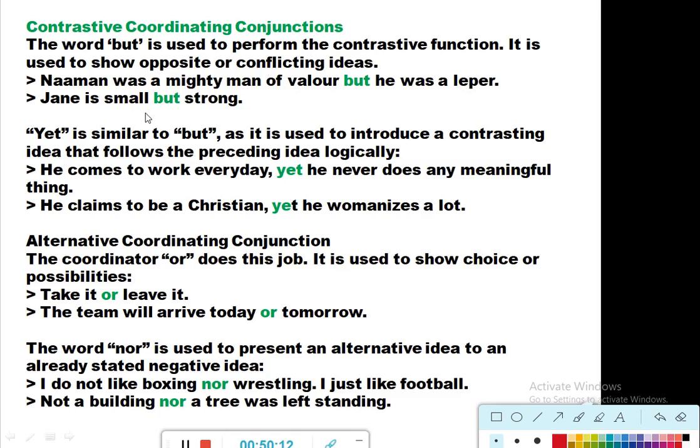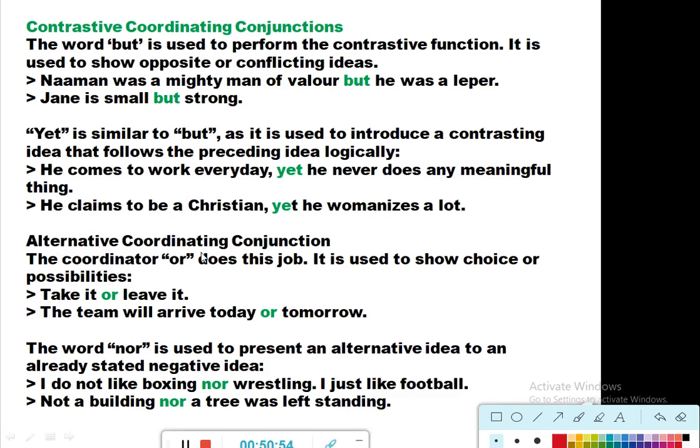Then Jane is small but strong. So again, we are looking at two qualities of Jane. Small could be her weak point. Strong is her strong point, her strength. Alright? Yet is similar to but, as it is used to introduce a contrasting idea that follows the preceding idea logically. For example, he comes to work every day, yet he never does any meaningful thing. He claims to be a Christian, yet he humanizes a lot.